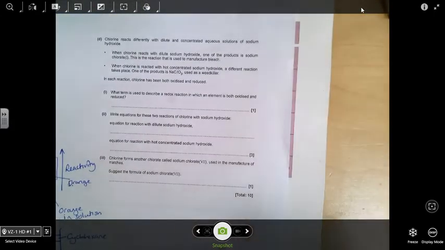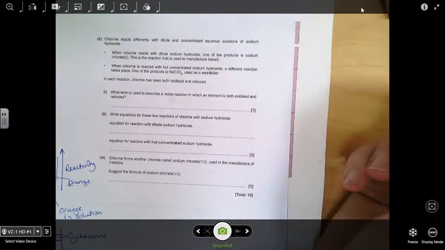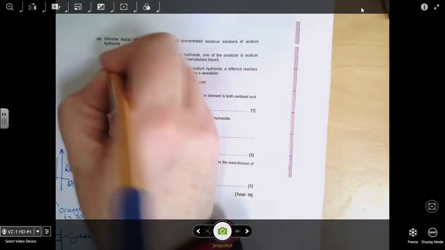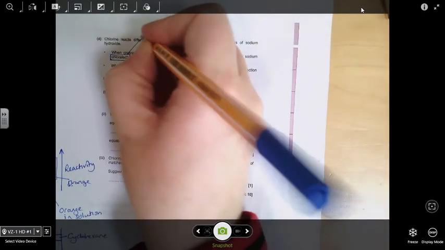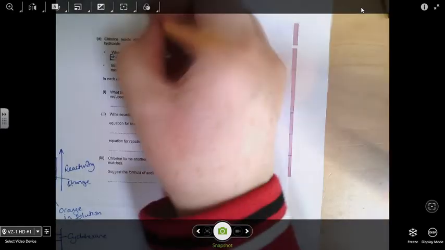Okay, on to the next one. So chlorine reacts differently with the dilute and concentrated aqueous solutions of sodium hydroxide. When chlorine reacts with dilute sodium hydroxide, one of the products is sodium chlorate(I). So that 1 there refers to the oxidation state of the chlorine in this compound.